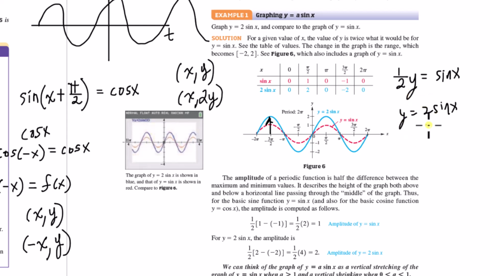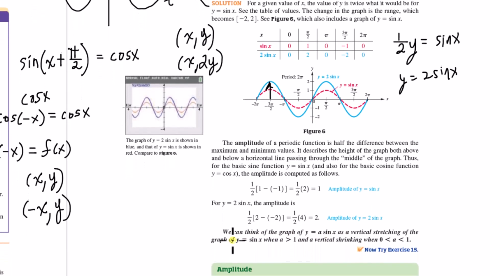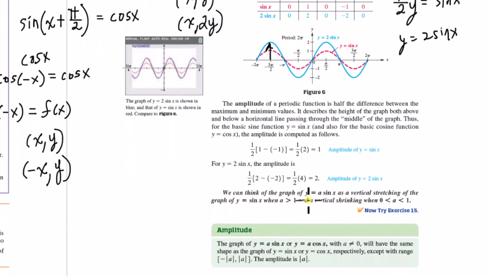We know how we can adjust the amplitude. The base function is at plus or minus 1, but we can multiply the front of the sine function or the cosine function by whatever amount we want to change the amplitude. Now it says here we can think of this as a vertical stretching of the graph, or you can shrink it. You could multiply it by 1/2 to change the amplitude from 1 to 1/2.